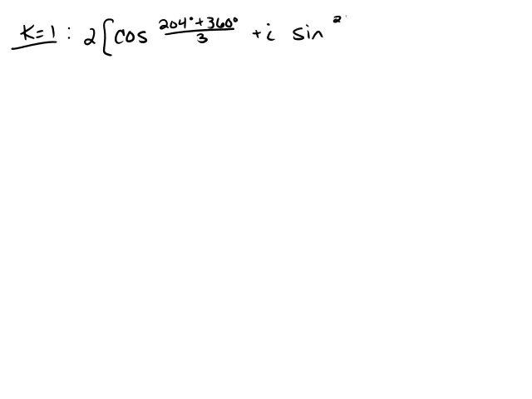So if k equals 1, plugging that in, I have 2 times cosine of 204 degrees plus 360 degrees all over 3, plus i sine, same thing, 204 degrees plus 360 degrees all over 3. You can save yourself some time by writing this as r cis theta if you want. So this becomes 2 cosine of, when I divide this out, I get 188 degrees.